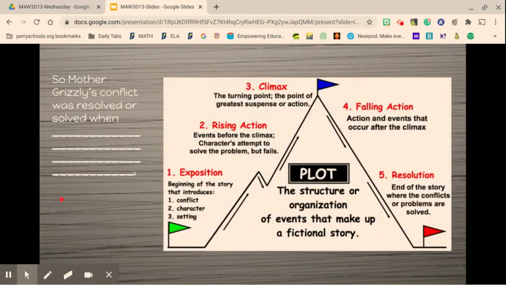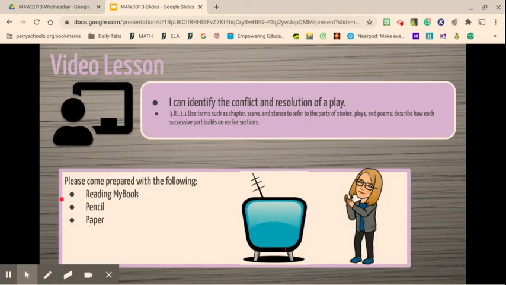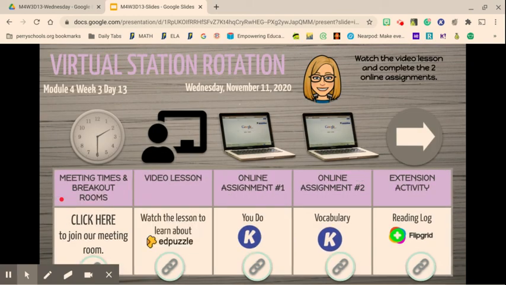After you do your Cami page, you will be working on the vocabulary page, and then you will be doing your reading log on Flipgrid.